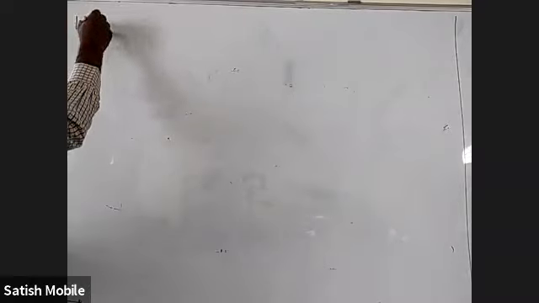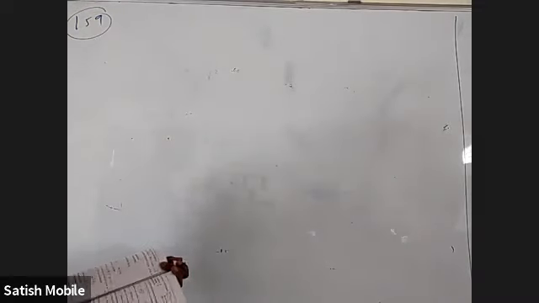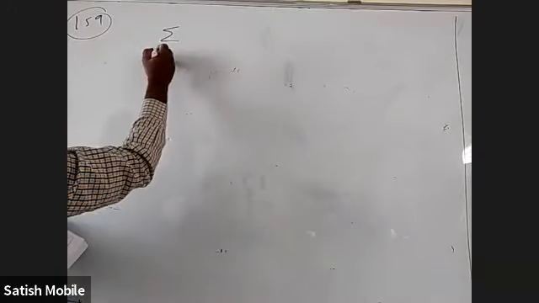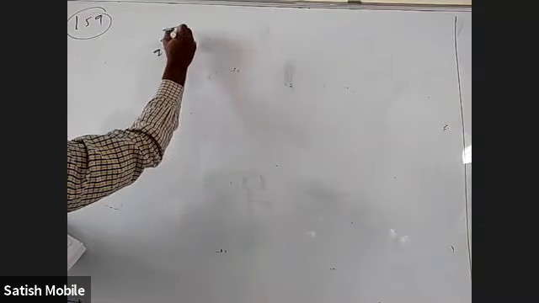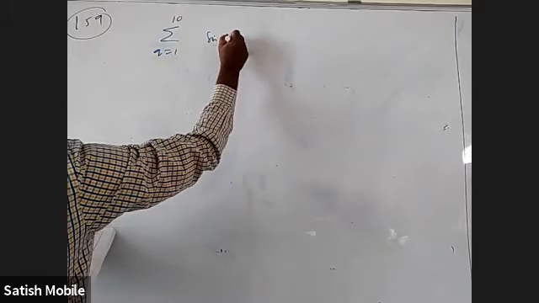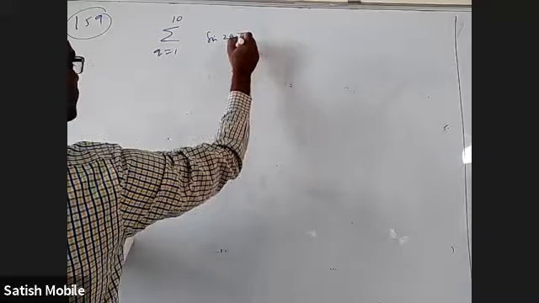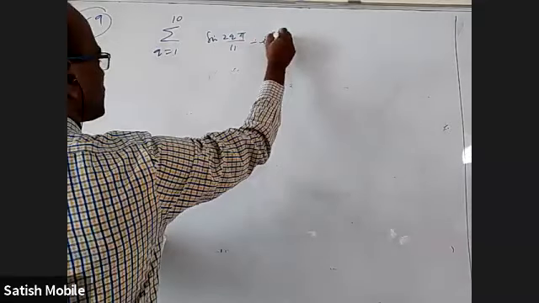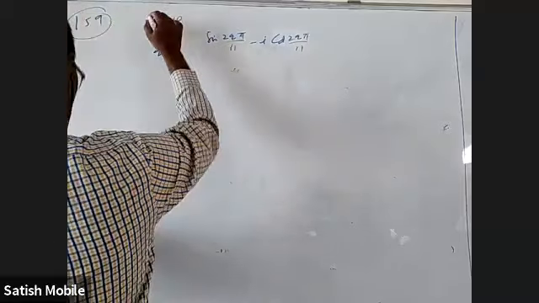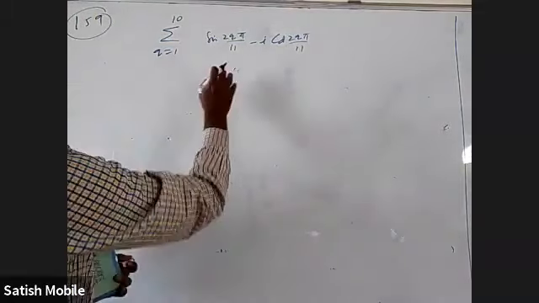Okay, 159. If you take the inner sigma, it is Q equal to 1 to 10, (sine 2Q pi by 11 minus I cos 2Q pi by 11) whole power p. We'll see later. Let us simplify this.